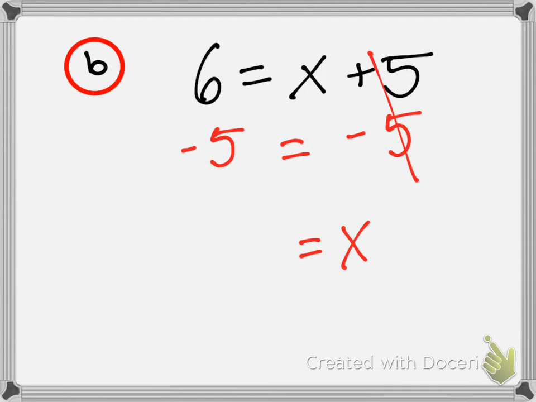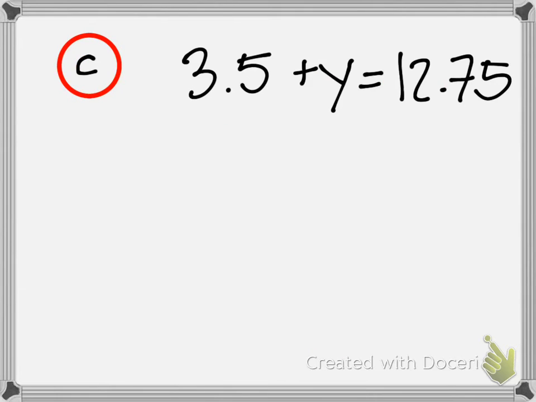Show me on your fingers. It is 1. Excellent. Jenna said that she put the x on the other side. That's fine too, but that's going to be a little bit more complicated because at this point we could just write x equals 1. Same thing. 1 equals x, x equals 1. Same thing. For C, this one gets a little bit trickier.